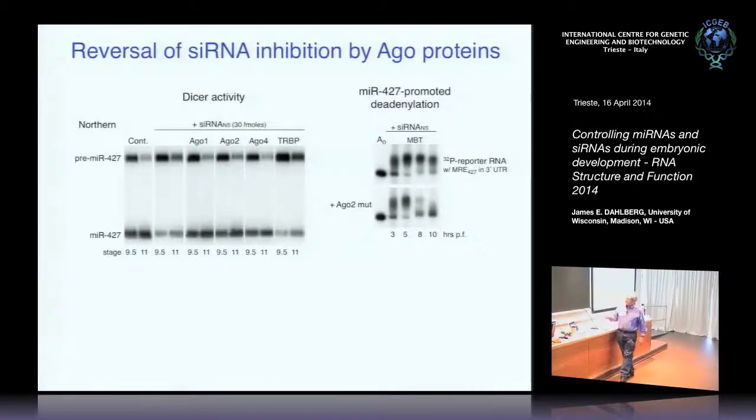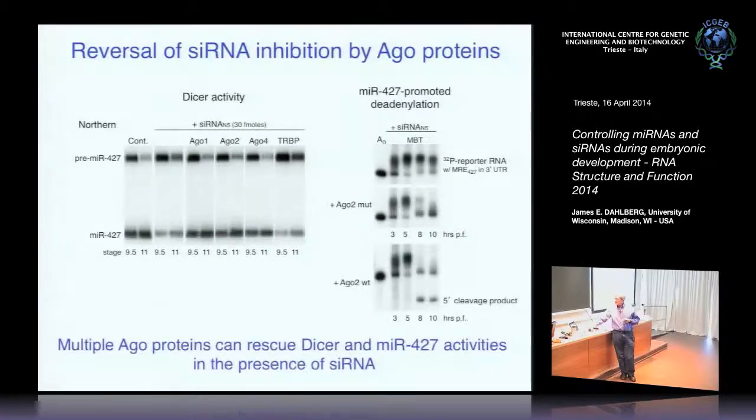As expected, the deadenylation effect is also sensitive to the siRNA inhibition, but we can rescue that again by putting in Ago protein. In this case, the mutant form of the Ago protein, Ago2, which does not have the cleavage activity, nevertheless rescues the production of miR427, which says you don't need cleavage; it's just binding to the siRNA. This is just another control. So multiple Ago proteins can rescue Dicer inactivity and give us deadenylation, even in the presence of siRNA.